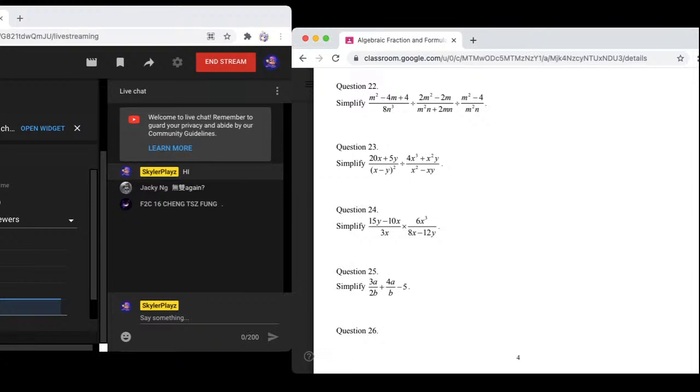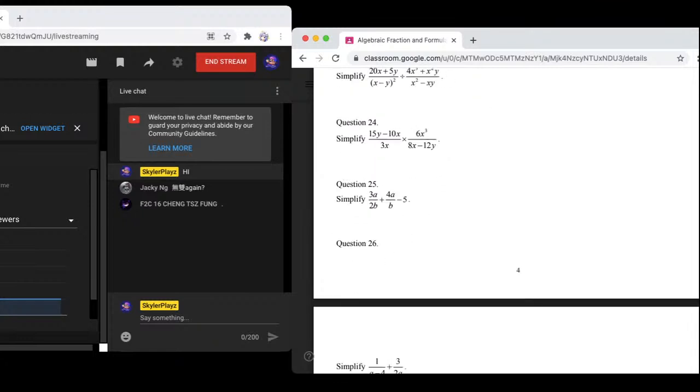So remember, turn to multiplication. Cancel out (4x plus y). Cancel out (x minus y). Only one (x minus y). x and x squared cancel 1. And therefore, we can get 5 over x times (x minus y). So, 44.